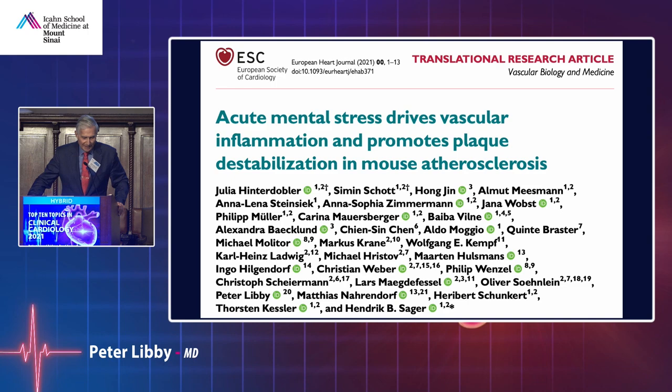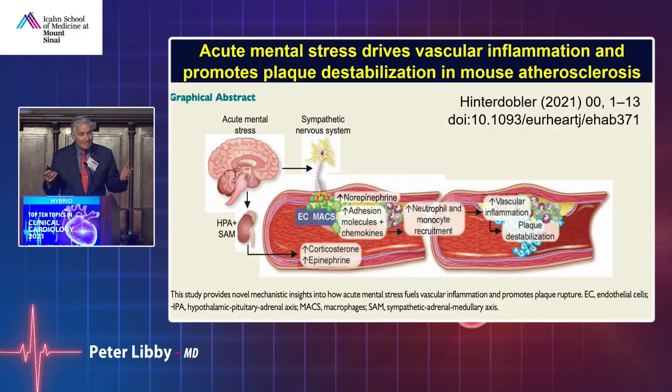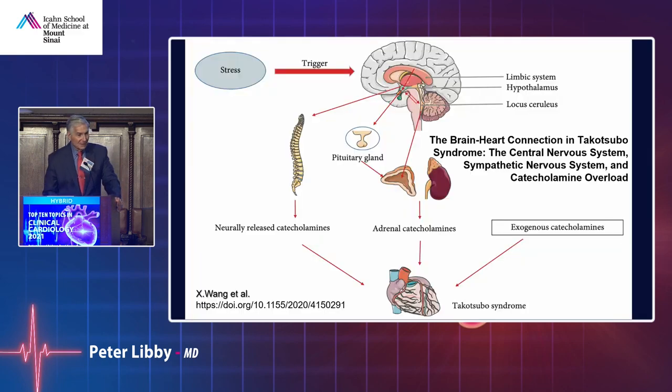Now he's at the Technische Universität München in Germany, and he continued this work, and we were fortunate to be able to collaborate with him, showing that acute mental stress in mice can promote plaque destabilization in atherosclerosis in mice. So again, the brain, the sympathetic nervous system, and the athero connection expands, and its biological basis becomes surer and stronger every year with advanced studies.